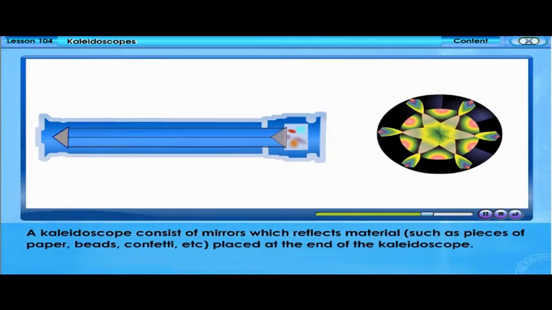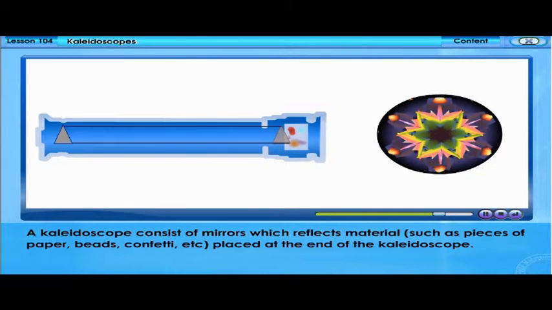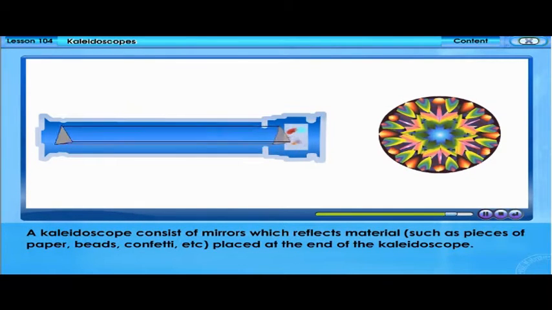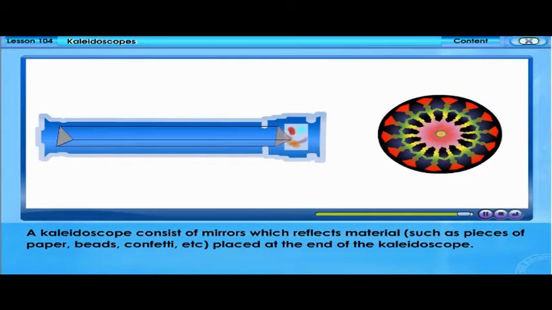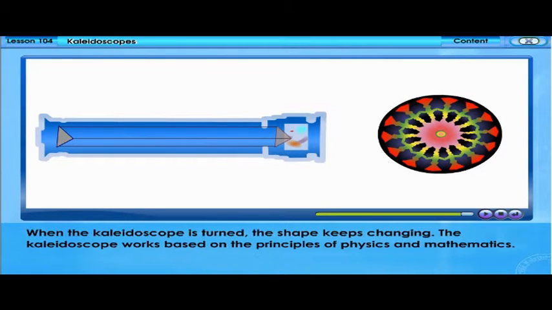A kaleidoscope consists of mirrors, which reflect material such as pieces of paper, beads, confetti, etc., placed at the end of the kaleidoscope. When the kaleidoscope is turned, the shape keeps changing. The kaleidoscope works based on the principles of physics and mathematics.